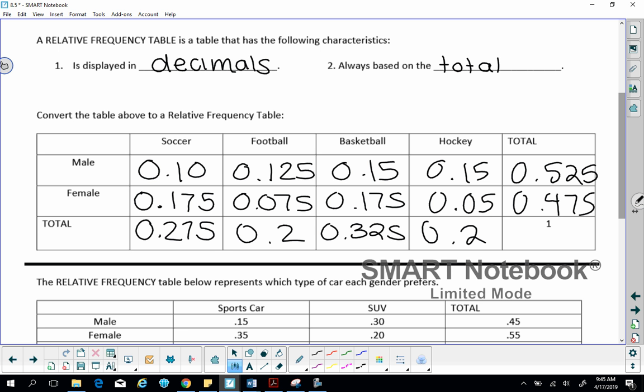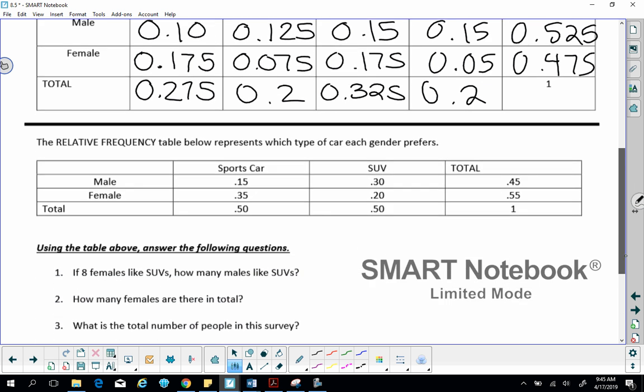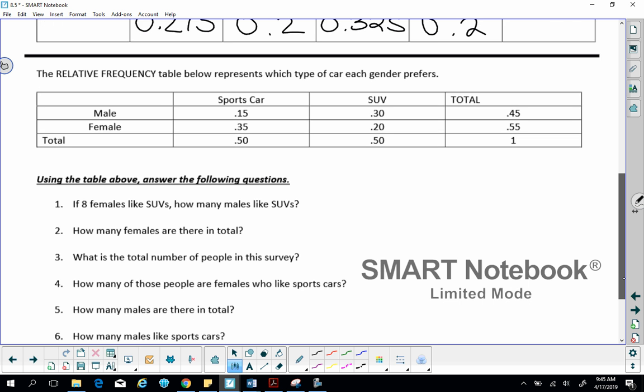You get the decimal. Now, the next part is they're going to give us the decimals, and we need to figure out what the numbers are. So now we're going to work backwards. They're giving us the probability, but we don't know how many people there are. What they usually do is give you one little thing in the problem, which is right here: 8 females like SUVs. Box that on your paper.